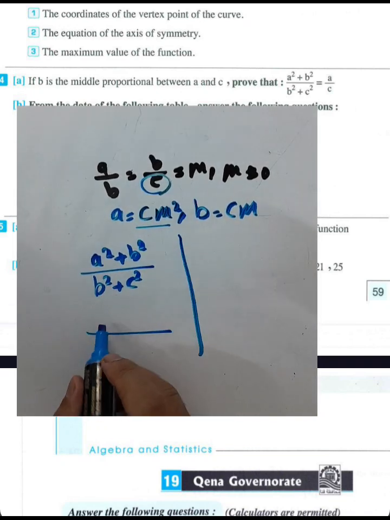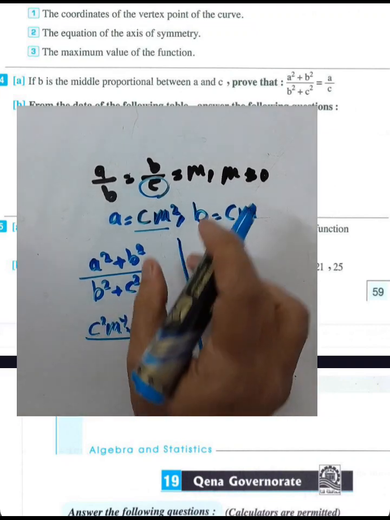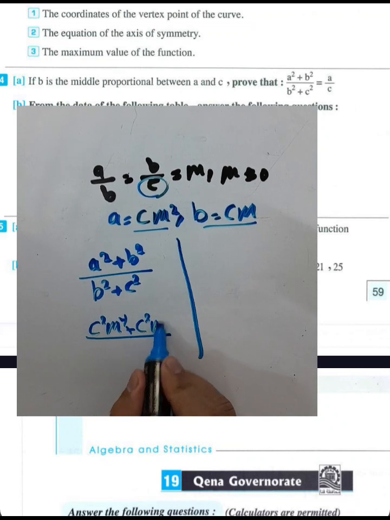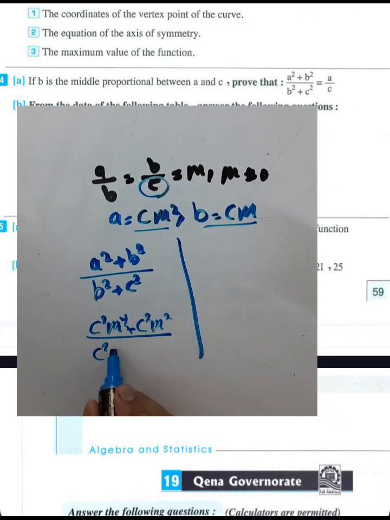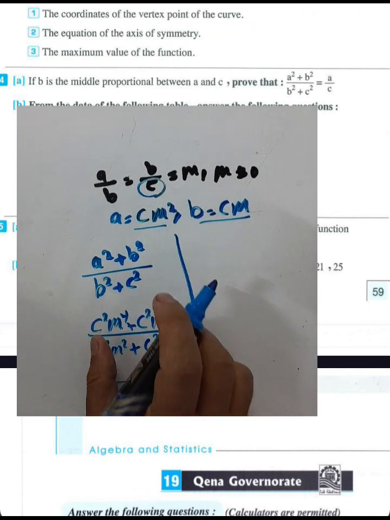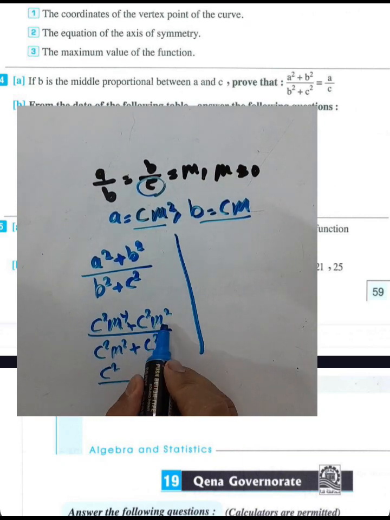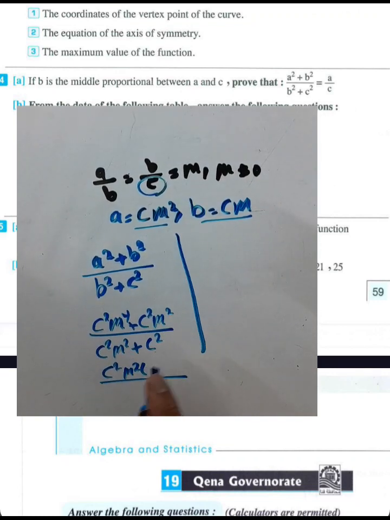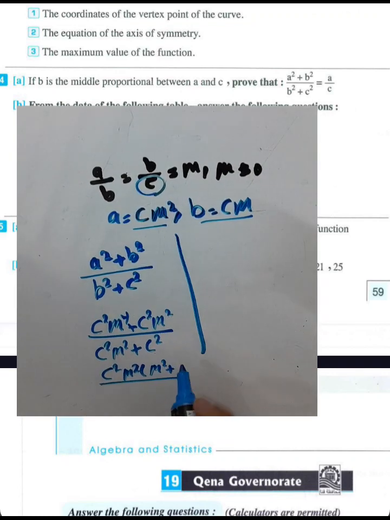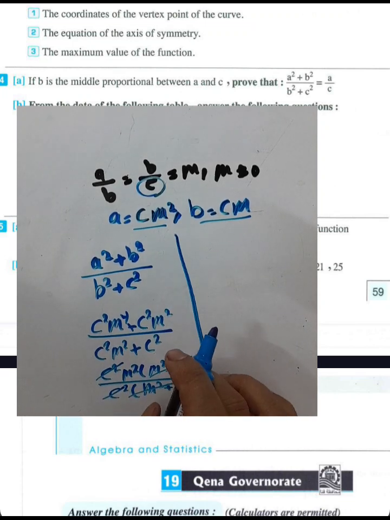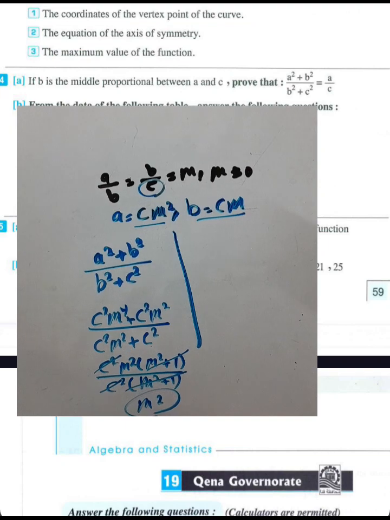A was Cm squared, so A squared is C squared m to the power 4, distributing the power to these variables. B was Cm, so B squared is C squared m squared, over B squared, Cm, which will be C squared m squared, over C squared. You can write the highest common factor between the two terms: C squared is repeating, and write the smallest power, m squared. Divide this term by it, it will be m squared, and this term by itself will be 1. Let C squared outside, the result will be m squared plus 1, and then you can cancel the like terms, and the result will be m squared.